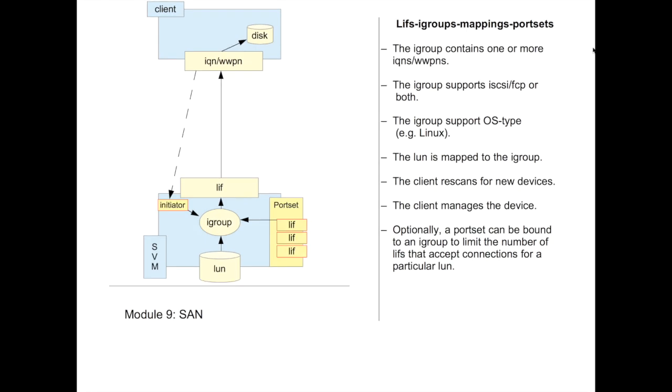So the steps are: the iGroup will have to hold one or more IQNs, or worldwide port names, and the iGroup supports both iSCSI or Fibre Channel. You also have to specify an operating system type when you create the iGroup, and then you map the LUN to the iGroup. The client will rescan for new devices, and then the client can manage the device.